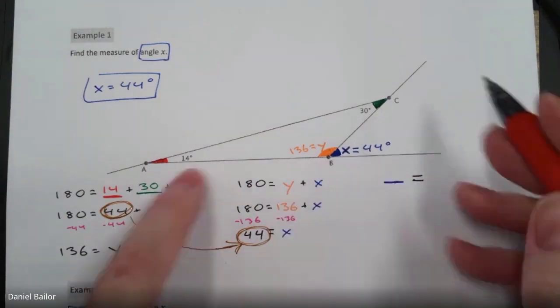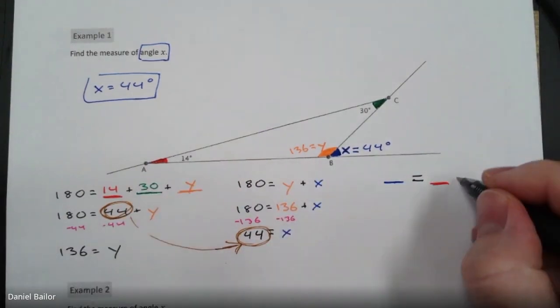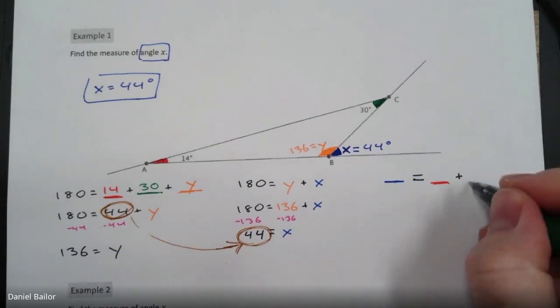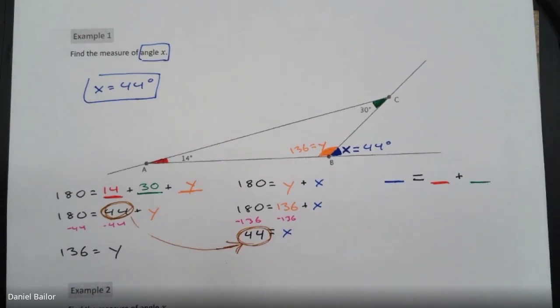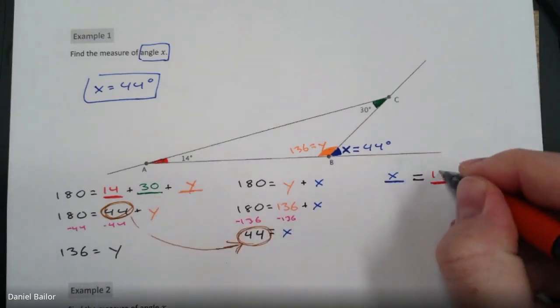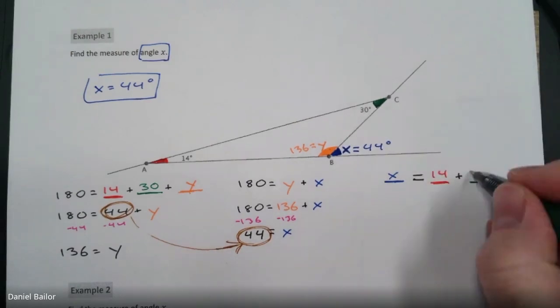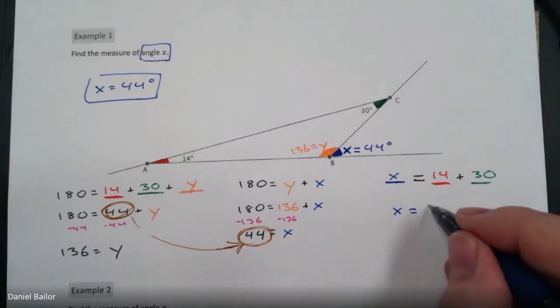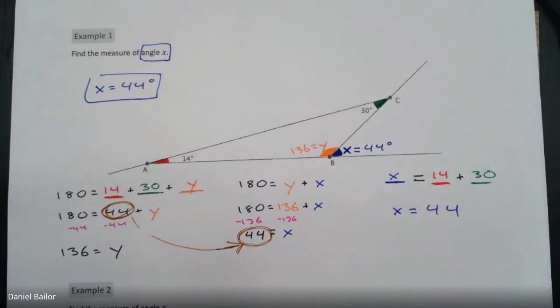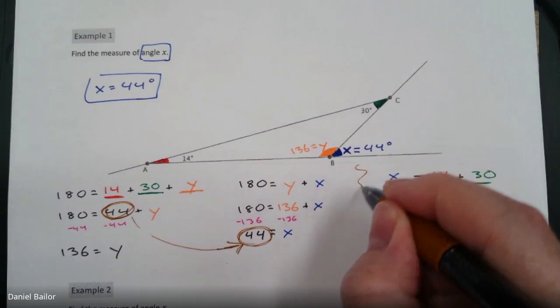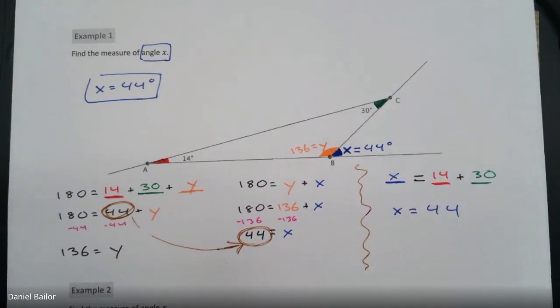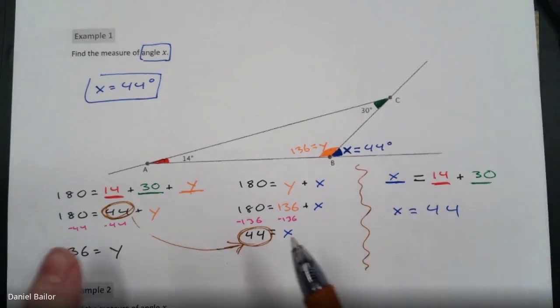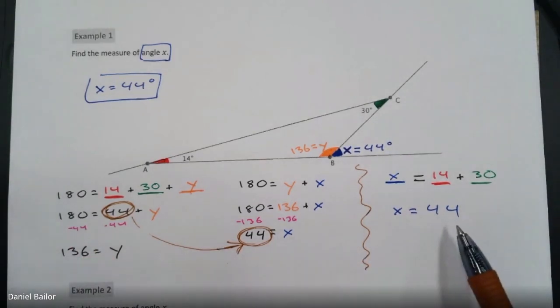The blue is connected to the red and the green. That is the shortcut. So we can just say blue angle X is connected to the red 14 plus the green 30. So blue angle X is just 14 plus 30, which is 44. So you should be asking yourself, if this is the question, do you want to do it the long way or do you want to use the shortcut?